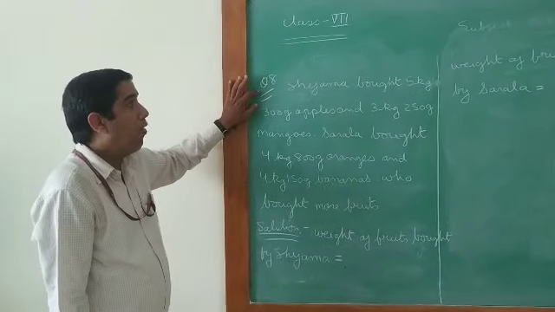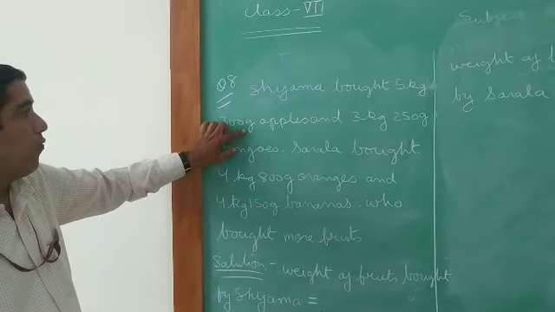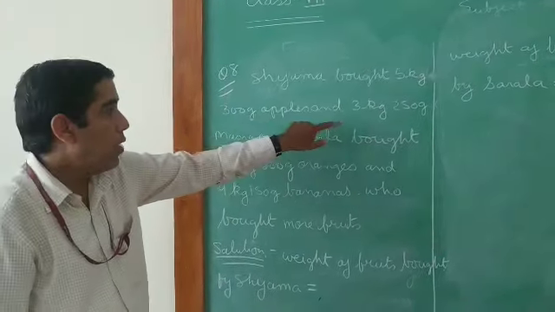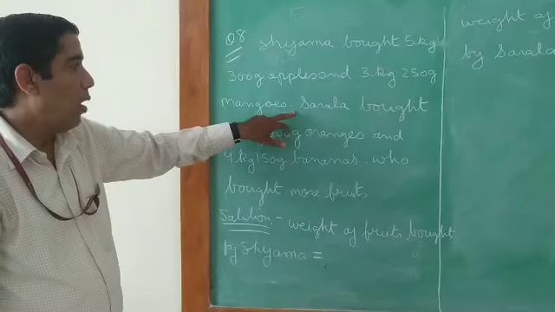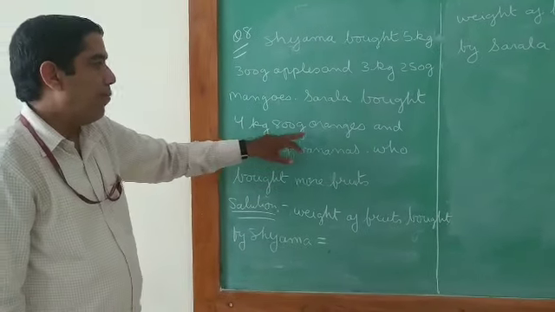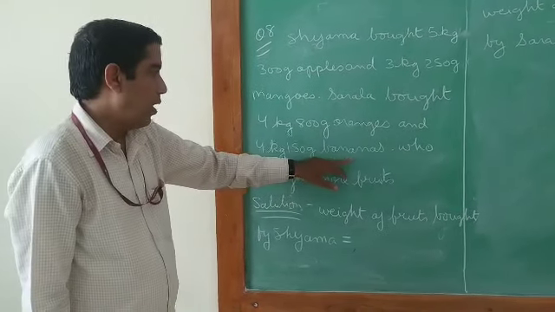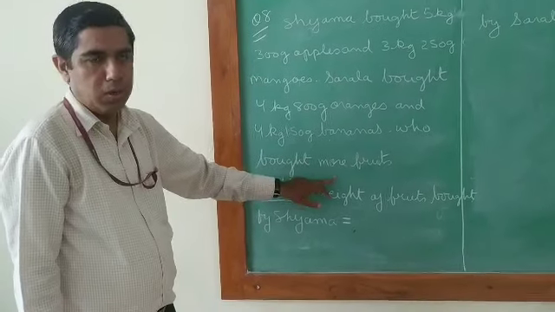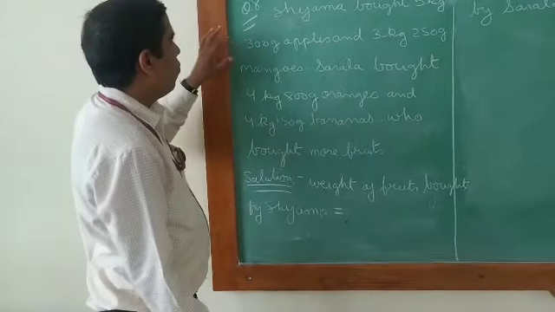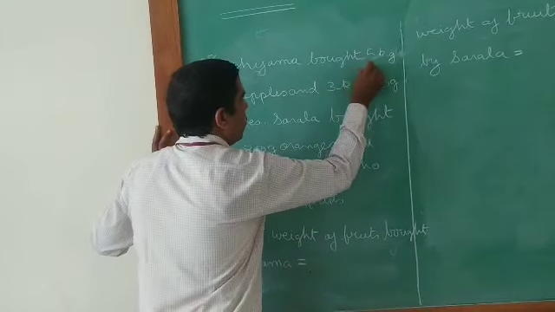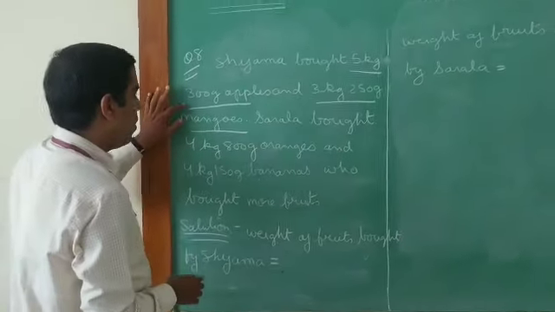Now, question number 8 of exercise 2.5. Shama bought 5 kg 300 grams of apple and 3 kg 250 grams of mangoes. This is the fruit purchased by Shama. Sarla bought 4 kg 800 grams of oranges and 4 kg 150 grams of bananas. Now, who bought more is the question. Now, let us see. The first statement, weight of fruits bought by Shama. So, what is the weight of the fruit bought by Shama? First is this one, apples, and this is mangoes. So, I will write the answer here of this one.